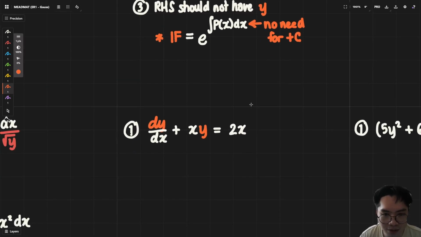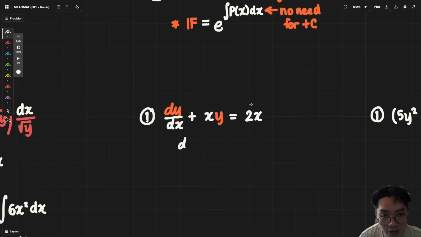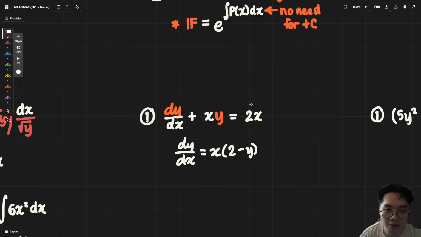The thing about number 1 is that it actually is also variable separable. So you can check it if you would like, right? dy over dx, if I move it to the other side, this will become 2x minus xy. What you can do is pull out the x and then the 2 minus y, and then this is now variable separable. But I would like to solve this another way using this.